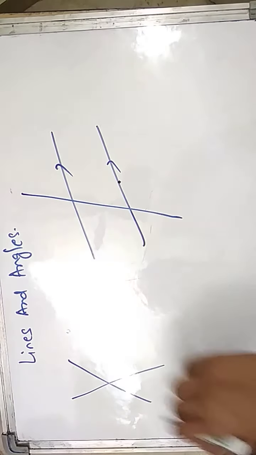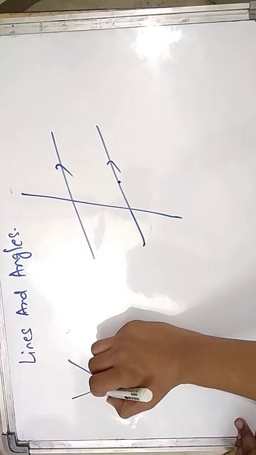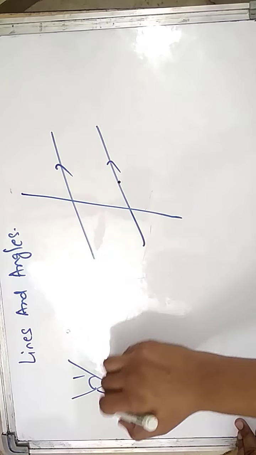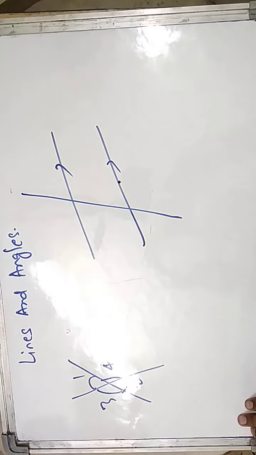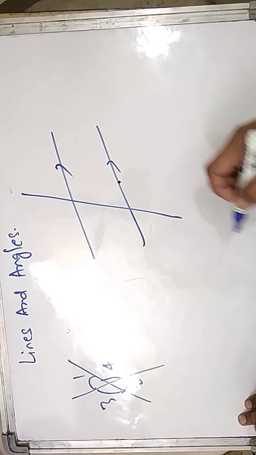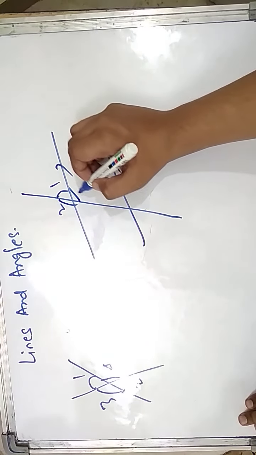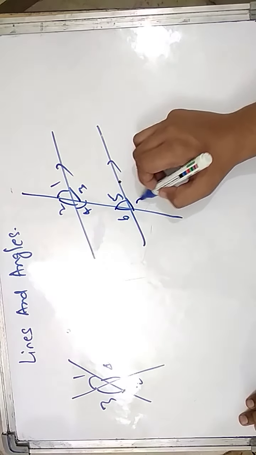Class, if two lines are intersecting, these two angles, 1 and 2, and 3 and 4, are vertically opposite. They are called vertically opposite angles. Here there are a total of 8 angles formed: 1, 2, 3, 4, 5, 6, 7 and 8.